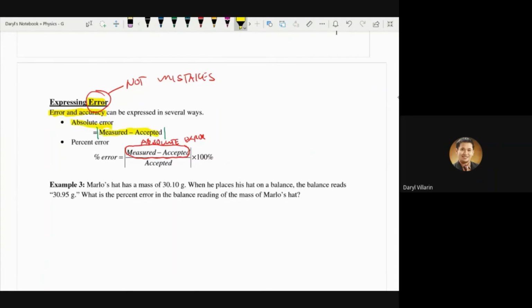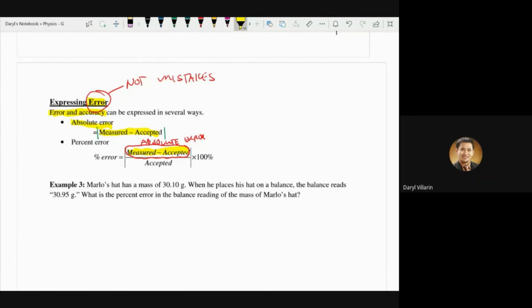If you can see here, that's absolute value, so you disregard the negative sign, because your accepted value can be higher or lower than your measured value. So essentially, when you're talking about percent error using this particular equation, you will not get a negative value. Okay, so in our case, we just use this particular way of expressing your error, the percent error.